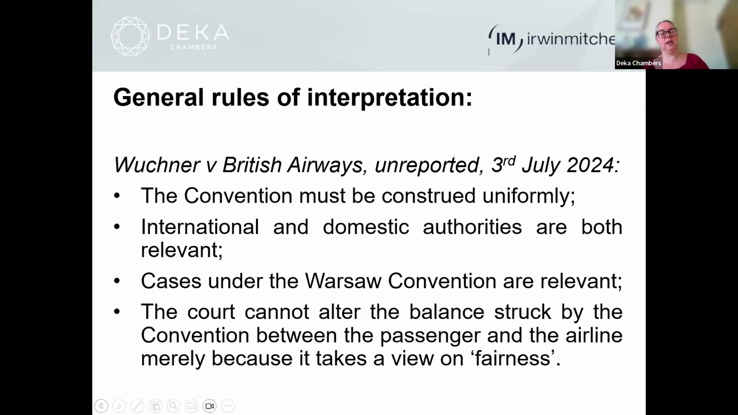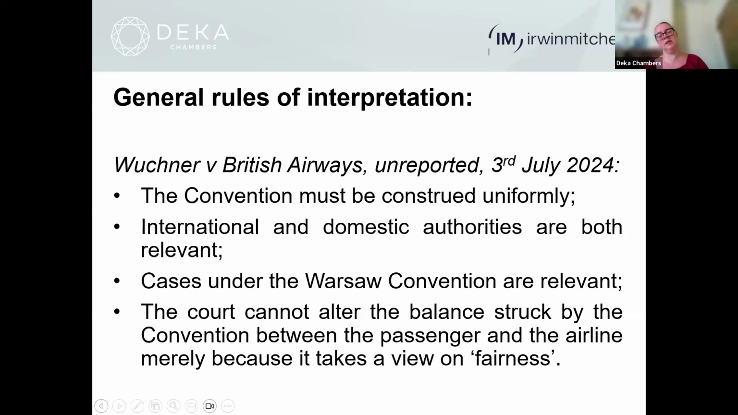And because that's the case, it means that you can look at the travaux préparatoires to the convention. So you can look at the minutes of all the meetings that took place before the convention was finalised. But actually, they've drawn the balance that they have drawn, and the court cannot do anything about that.